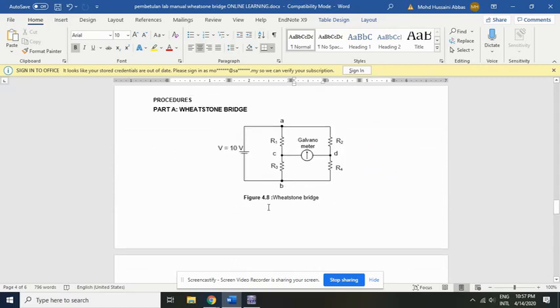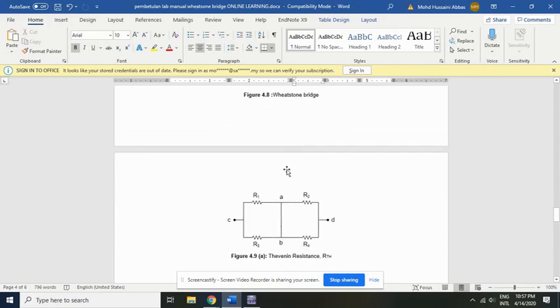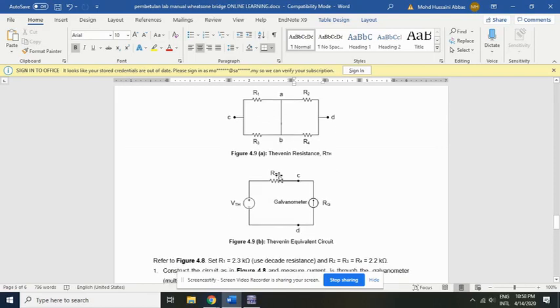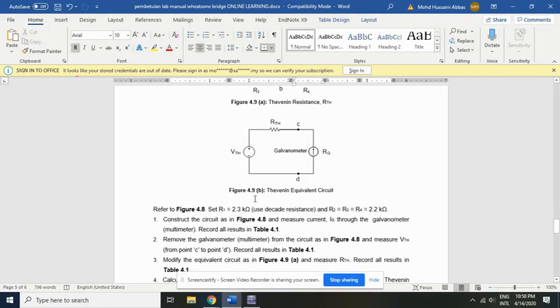We have here our first figure 4.8, the Wheatstone bridge. Second one, figure 4.9, Thevenin resistance circuit. And figure 4.9b, the Thevenin equivalent circuit. Since I'm using a simulation to develop the circuit, I need to replace my galvanometer with my multimeter. So let's continue with our first instruction.